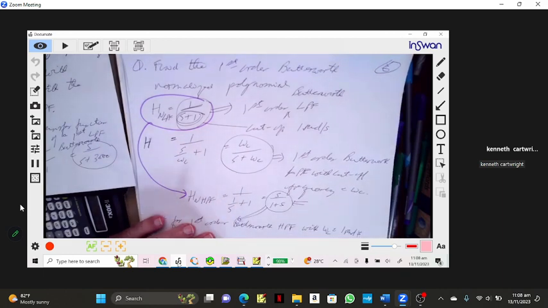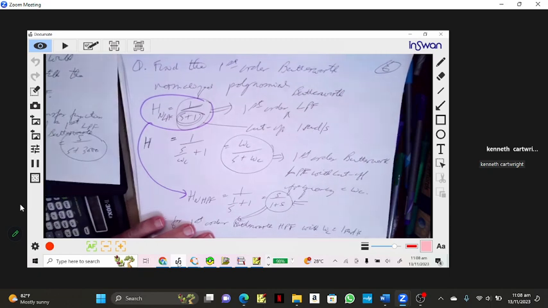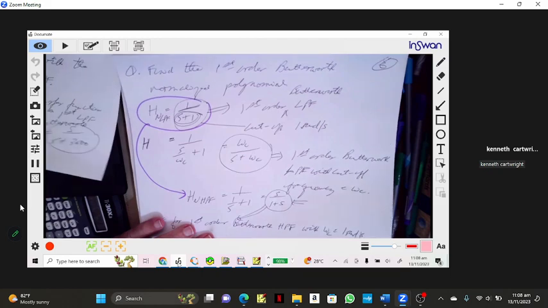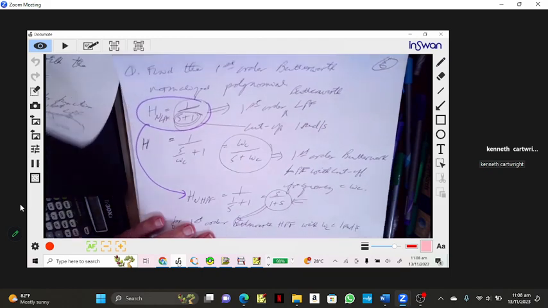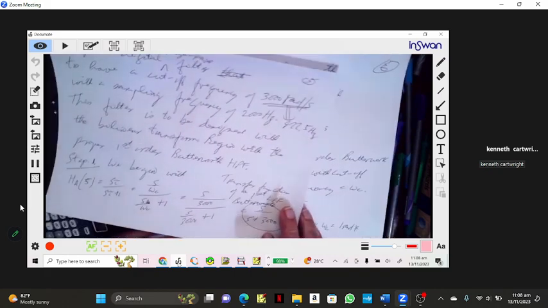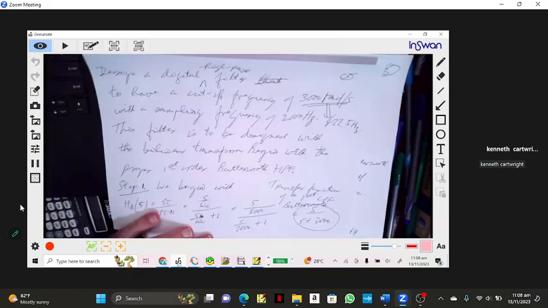And we're using a sampling frequency of 2,000 hertz. So what is the digital cutoff frequency we want?